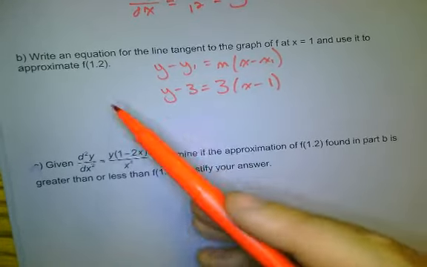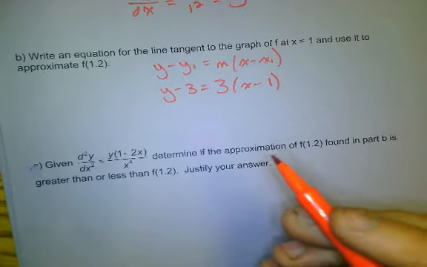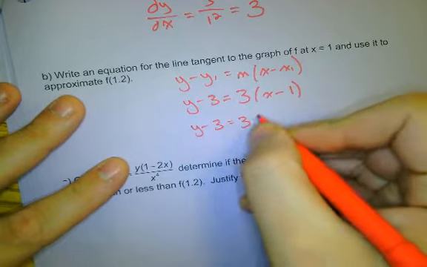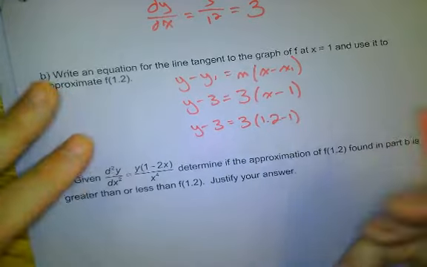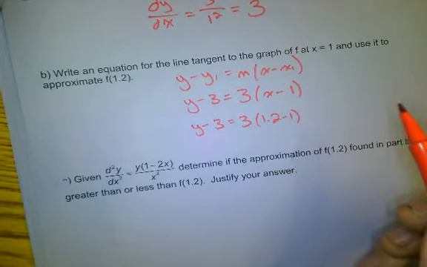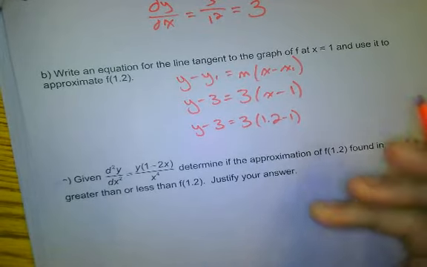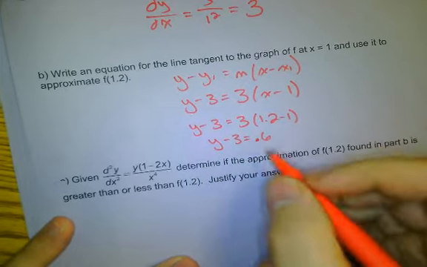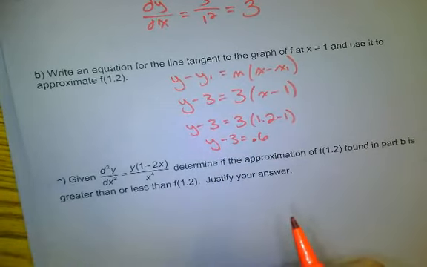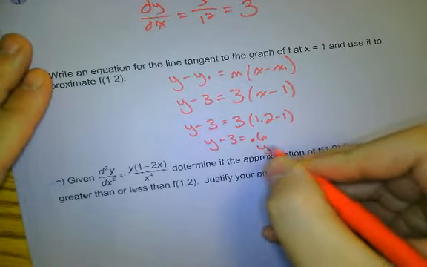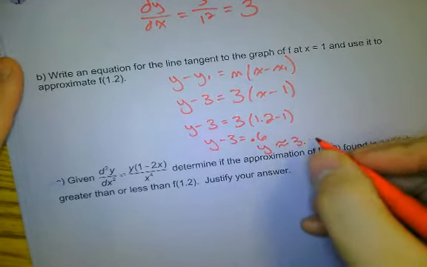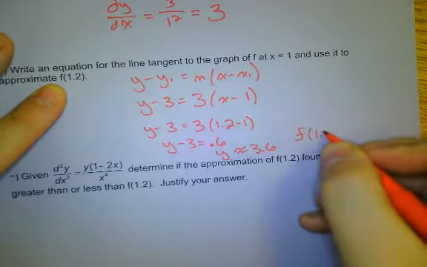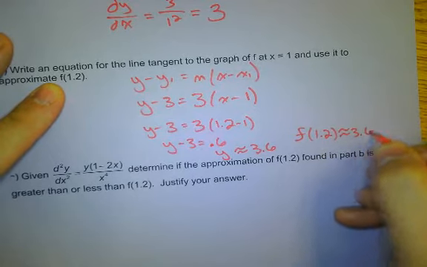Okay, and then how do we approximate 1.2? What do we do? Plug it in. So what is 1.2 minus 1? What's 0.2 times 3? Add 3 over, you get... it wants you to use this notation, so it's going to be f of 1.2 is approximately 3.6.